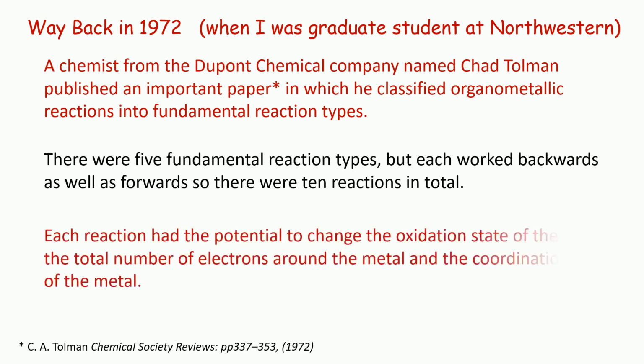Now, we're going to go through each of these one at a time, and what we're going to find is that each reaction has the potential to change 3 things about the metal. The metal's oxidation state; the total number of electrons around the metal, by that I mean how many valence electrons there are, are there 16, 18, whatever, what's the number; and the coordination number of the metal. Is it 4 coordinate, 5 coordinate, 6 coordinate? So let's look at these one at a time. We're going to go through 5 slides, each reaction type forward and backwards, and look at the results.